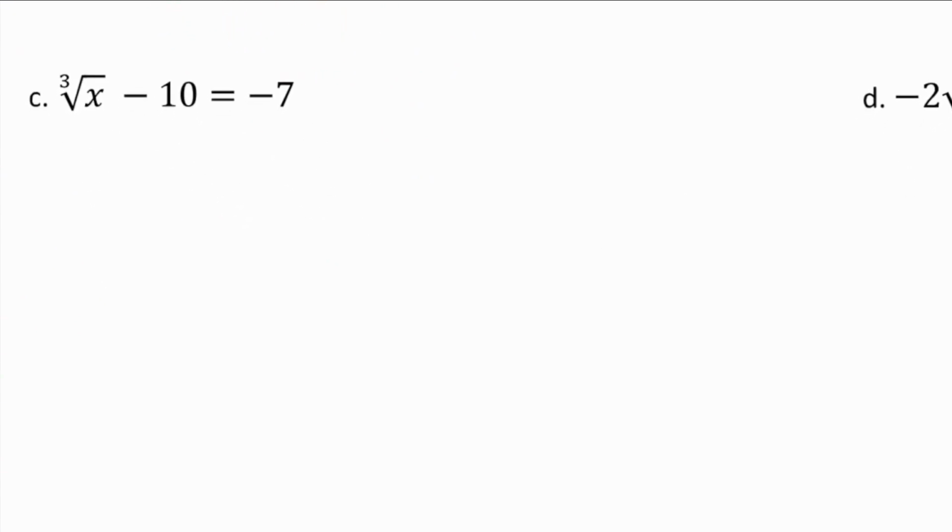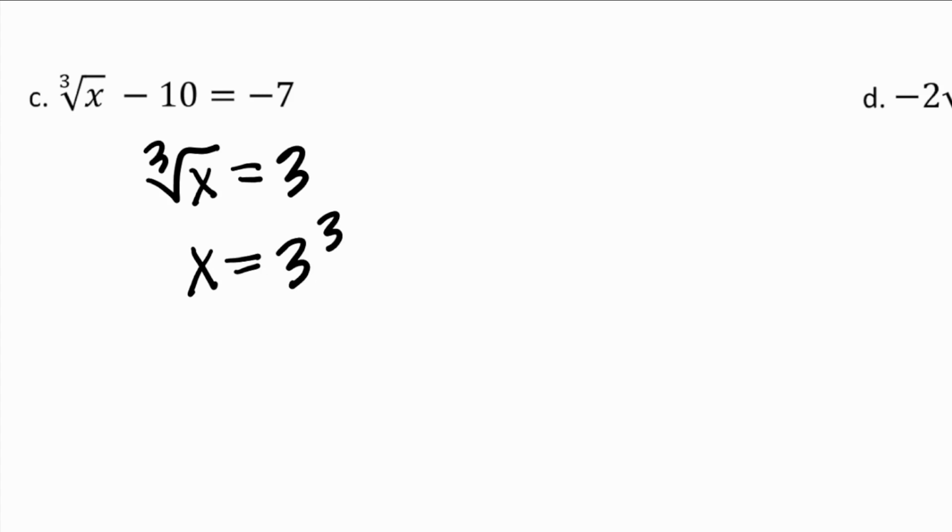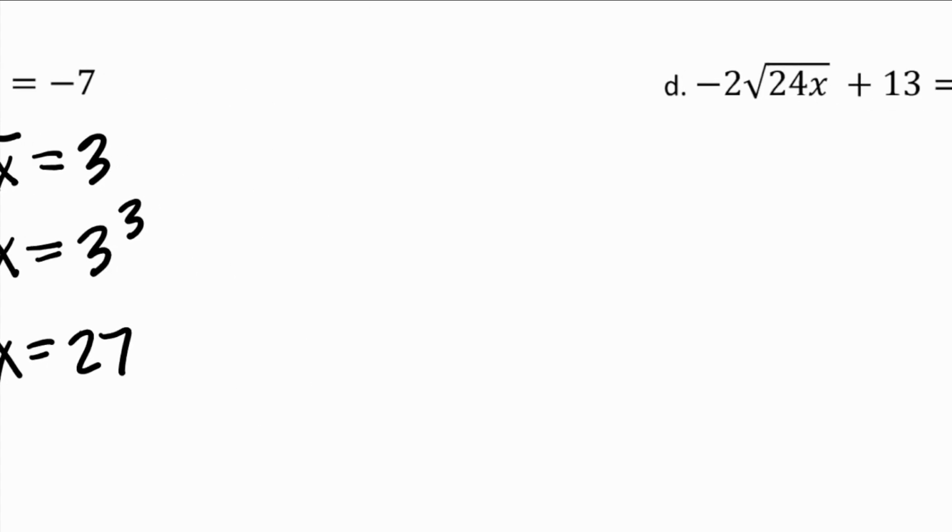Cube root of x minus 10 equals negative 7, so if I'm trying to get at that x, I need to get rid of this 10 that's hanging on, so I'm going to add 10 to both sides, not the third root of 10. The third root of x is equal to negative 7 plus 10, which is positive 3. And then I'm going to cube both sides, and I'll get x equals 3 to the third, which is 27.